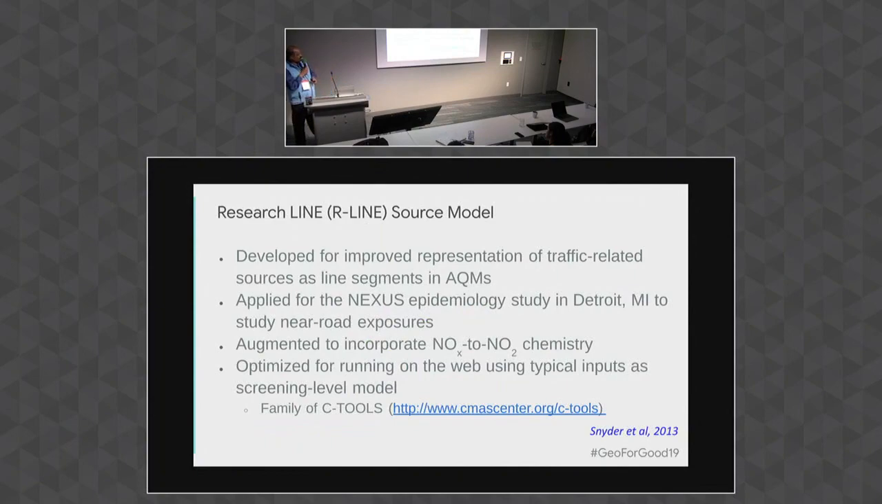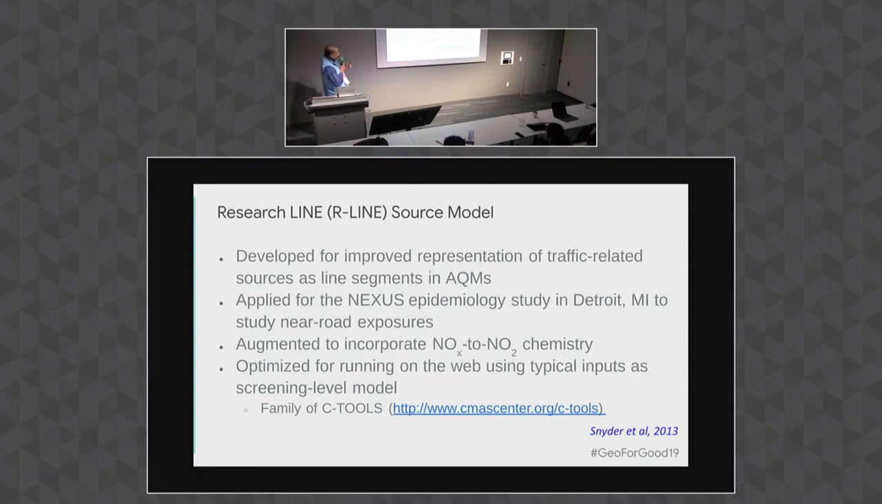So what we did the last few years, our group has been developing a series of models, starting with R-LINE, which is a line source dispersion model. This came out a few years ago for representing traffic-related pollution as line segments along highways. This was applied for a large epidemiology study in Detroit a few years ago called NEXUS, and a few papers came out. And since then, we have been enhancing this model to look at dispersion and basic chemistry for some of the chemical processes, for example, dispersing NOx and then converting to NO2 chemistry, to look at some of the issues like you pointed out for the ozone example.